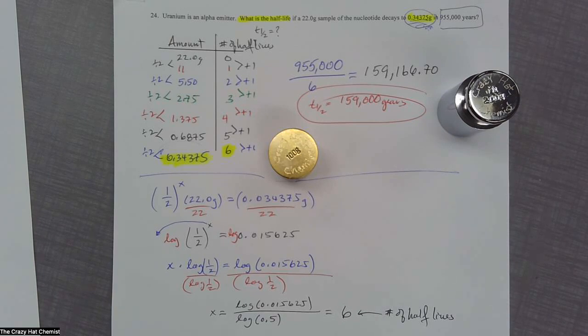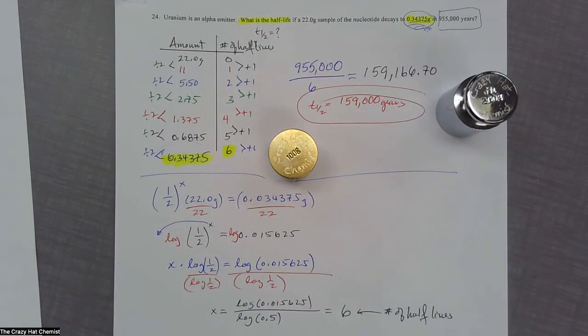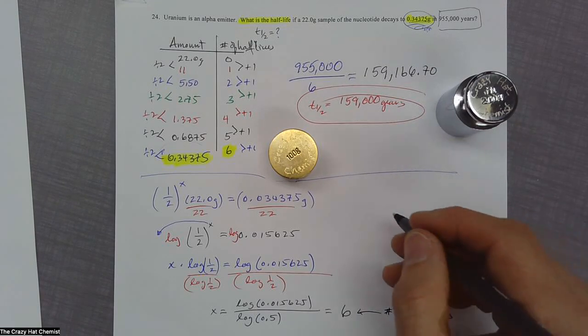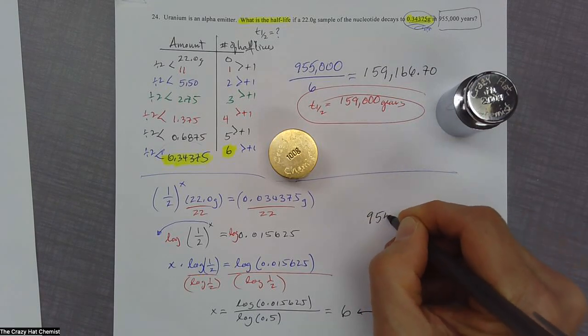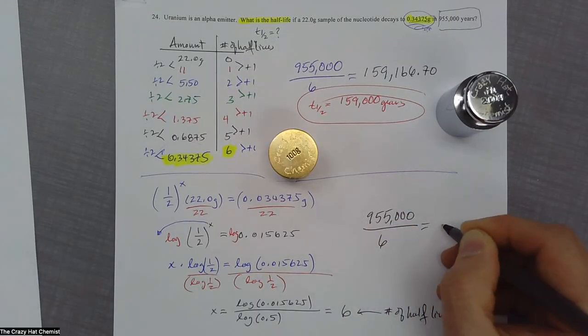So now we're going to do the same thing that we did in the previous problem here. Okay, and let me make sure that's focused. There we go. We're going to do the same thing that we did in the previous problem. And what did we do to get that? We took the total time divided by the number of half-lives.